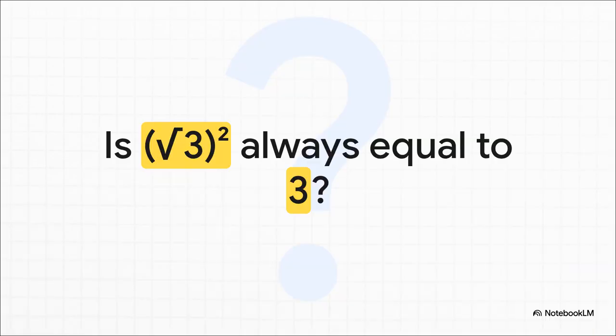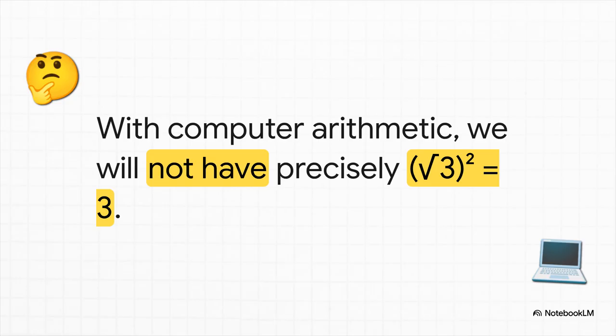So let me start by asking you a really simple question. You've known this since, what, middle school? You take the square root of 3, and then you square it. The answer has to be 3. I mean, what else could it possibly be? Seems totally obvious, right? Well, here's the twist.